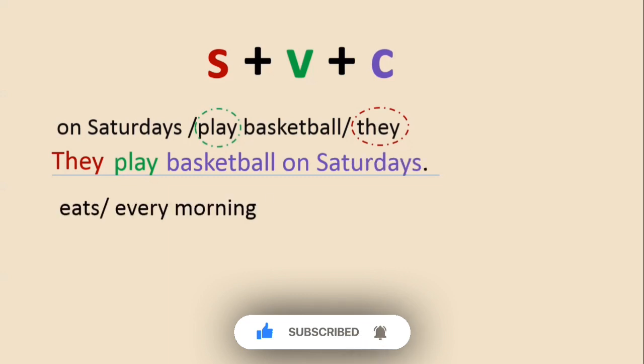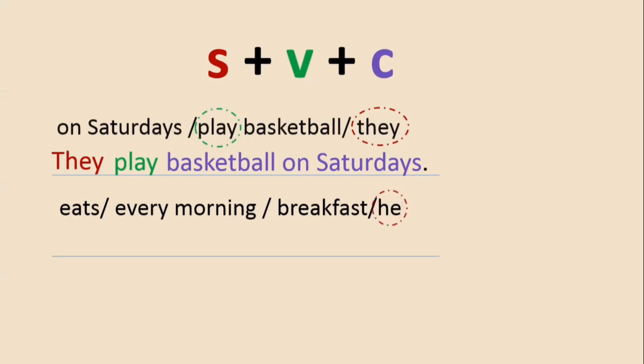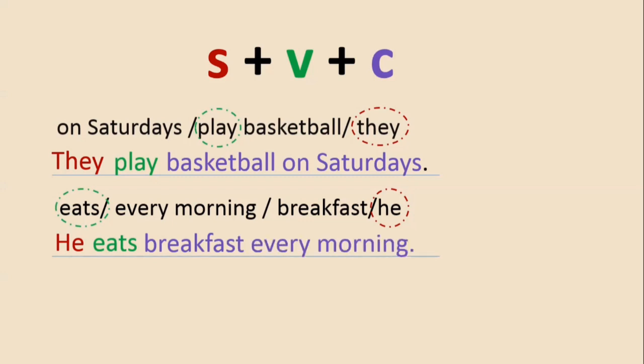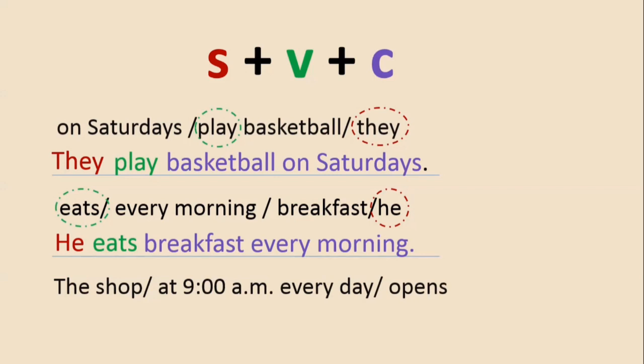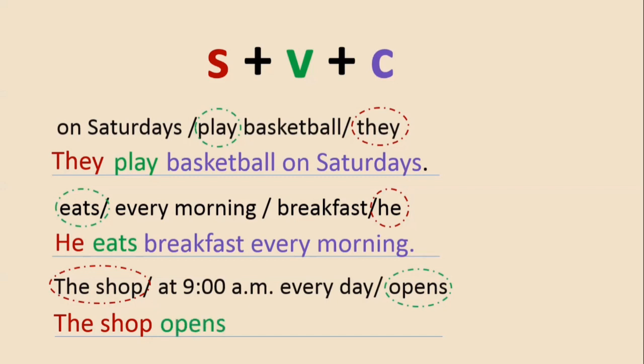The next example, what is the subject in this sentence? He. Very good. Okay, what is verb? Eats. Interesting. Okay, the rest is the complement. The next example, what is the subject in this sentence? The shop is the subject. Very good. Okay, what is verb? Opens. Opens is the verb, and the rest is the complement.